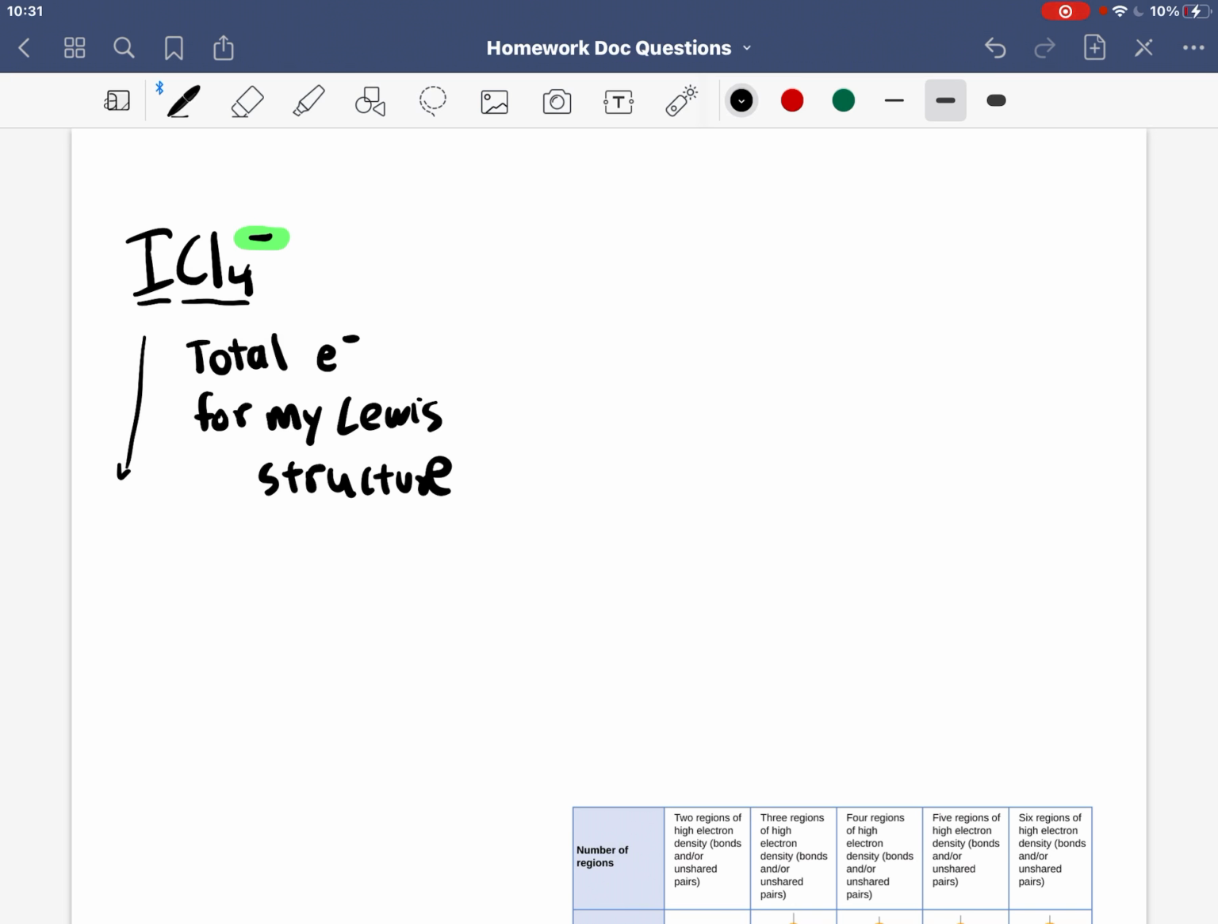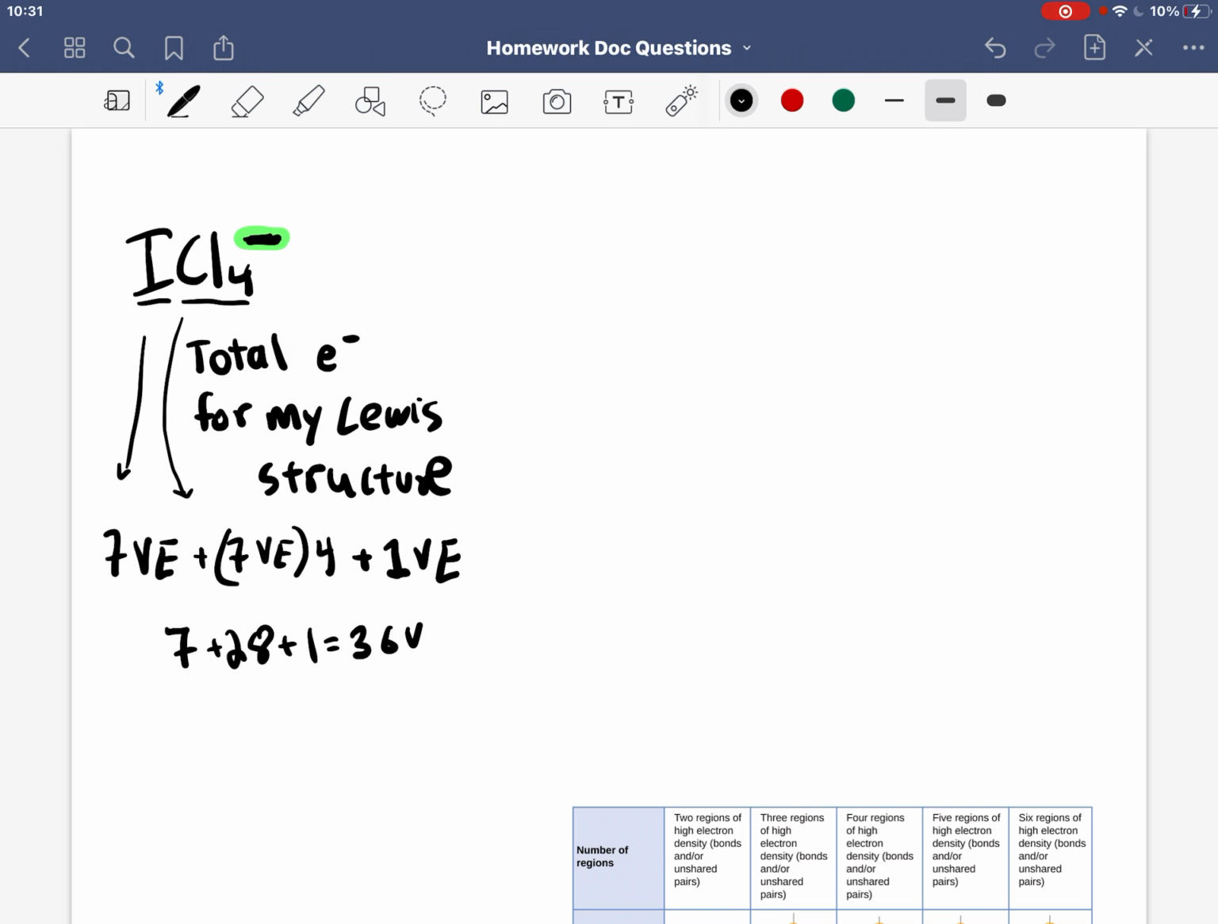So each iodine has 7 valence electrons. Each chlorine also has 7 valence electrons, and this is times 4. And then I know that I need to add 1 valence electron for the entire structure to have a charge of -1. All right, so now I have 7 plus 28 plus 1, which is 36 valence electrons. So I'm going to keep this in mind as I try to draw my Lewis structure.